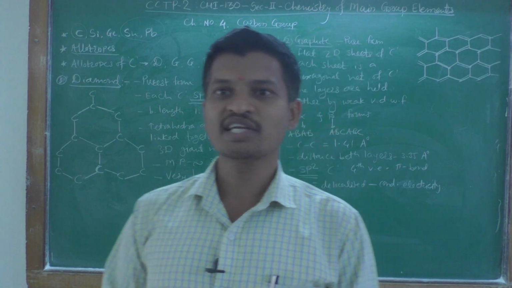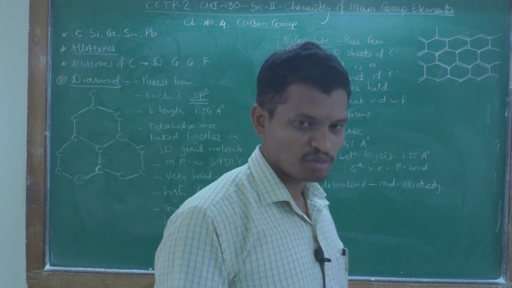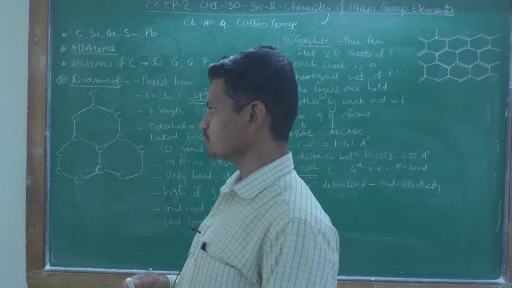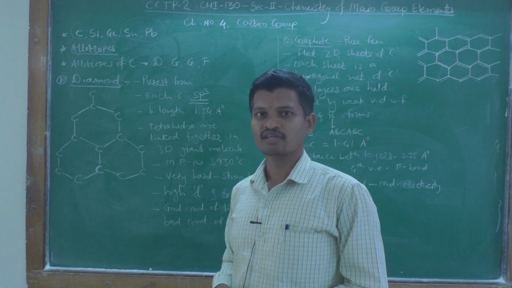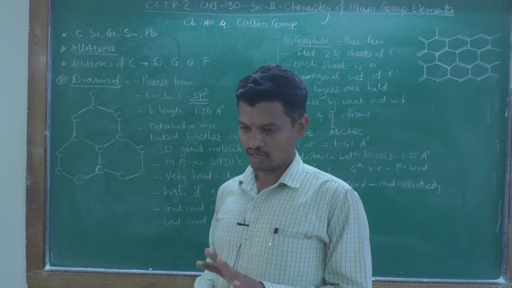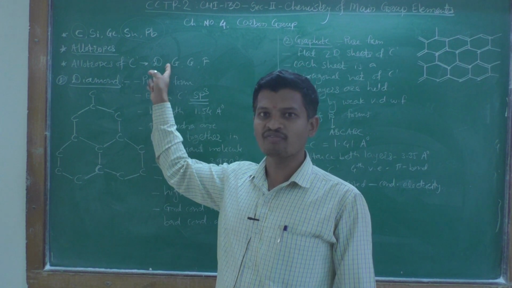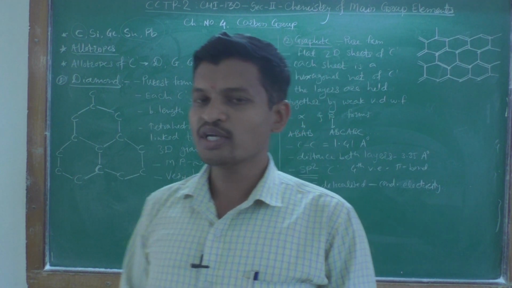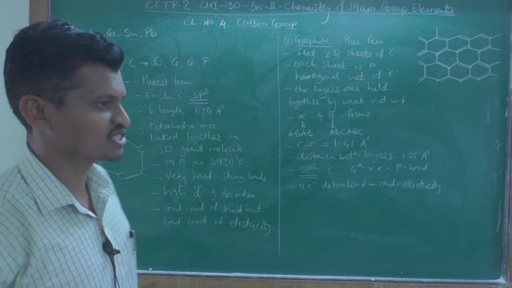So carbon exists in different allotropes. Mainly there are 4 allotropes of carbon seen in nature, and these are diamond, graphite, graphene and fullerene. So we are going to study in detail these 4 allotropes of carbon. Let us see first.